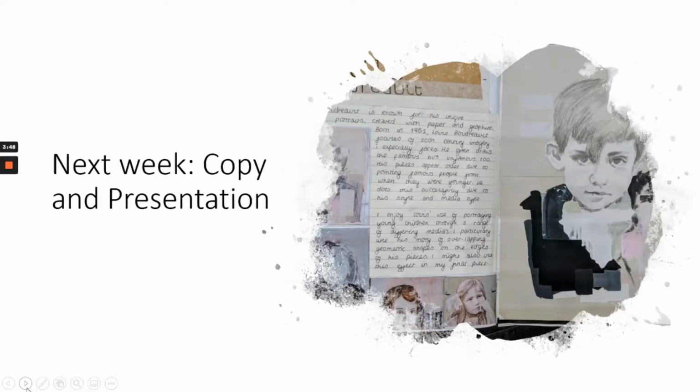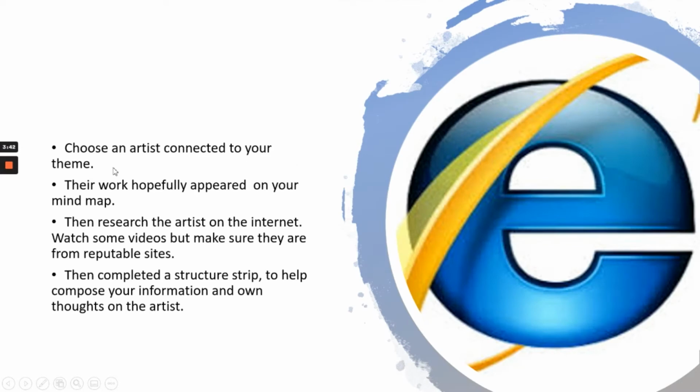But where do you start? So this week, choose an artist that connects to your theme. Their work hopefully has already appeared on your mind map. You then need to research the artist on the internet, but you need to make sure the videos that you watch are from reputable sites and therefore it's not false information. Once you've learned a little bit and you've studied the work, then have a go at completing a structure strip. You've all done structure strips before. They're there to help you compose your own information and your own thoughts about the artist.